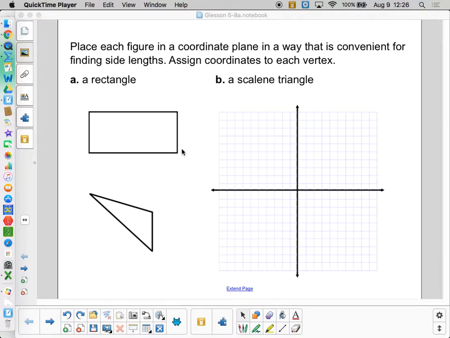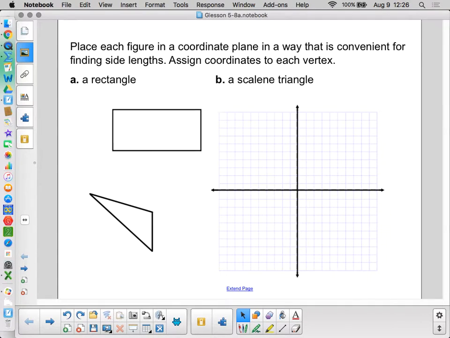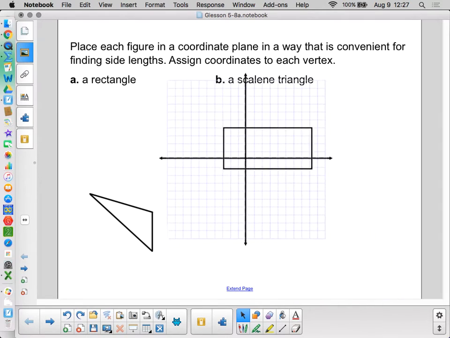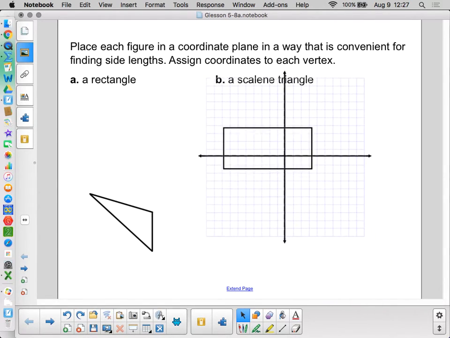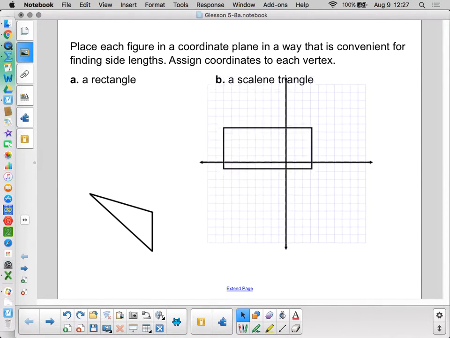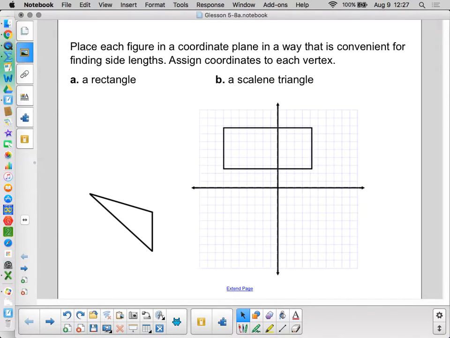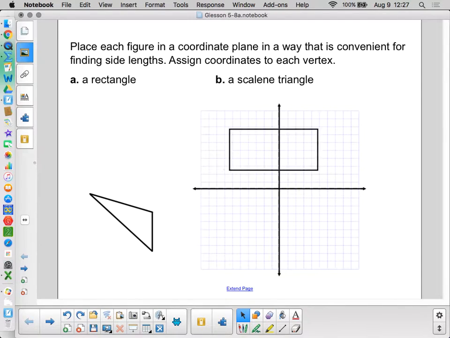But the first thing we want to do is talk about how do we place something in the coordinate plane if we're going to use that, because we want to place it in a way that is convenient for us. So if I need to place a rectangle in the coordinate plane, I could put it anywhere I wanted to. I could put my rectangle up here, I could put it over there, I could put it anywhere I want in the coordinate plane and still get coordinates. But is there a good way of placing it? Is there a good way of placing this rectangle? And absolutely there is.